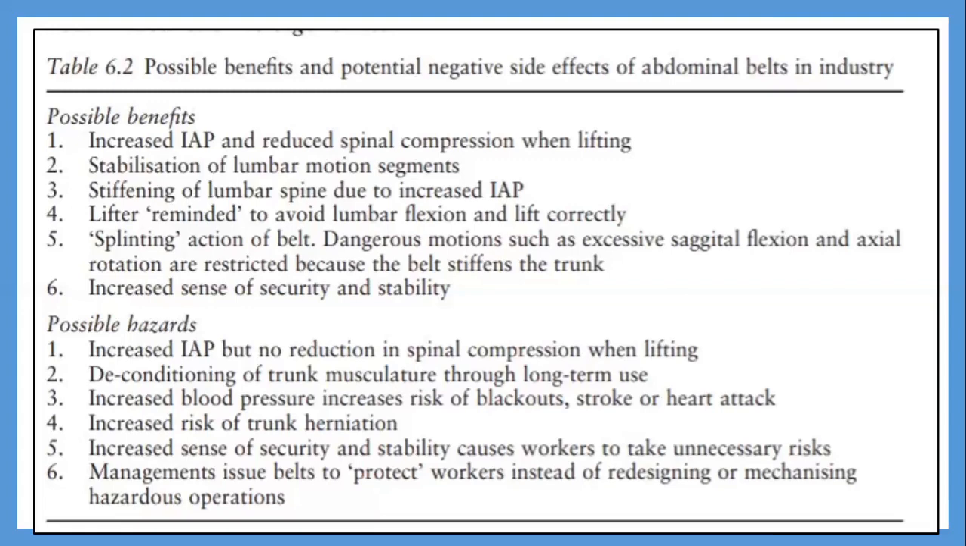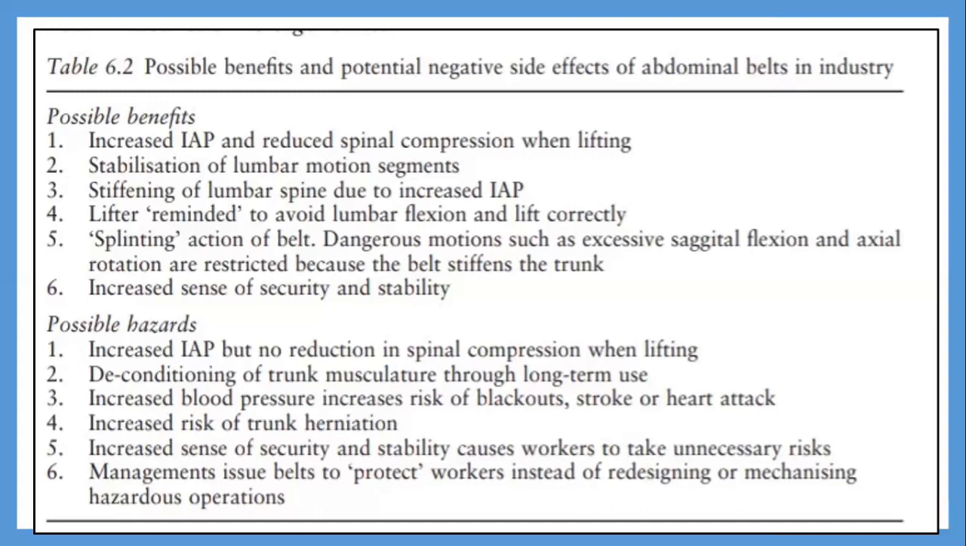And second, it can also stabilize our lumbar motion segments. Next, it can stiffen our lumbar spine due to increased intra-abdominal pressure. Fourth, lifter reminded to avoid lumbar flexion and lift correctly. Fifth, splinting action of belt. So dangerous motions such as excessive sagittal flexion and axial rotation are actually restricted because the belt stiffens our trunk. And finally, there will be an increased sense of security and stability as well.